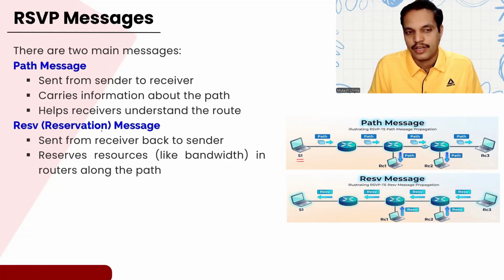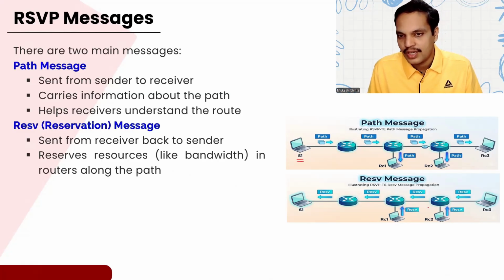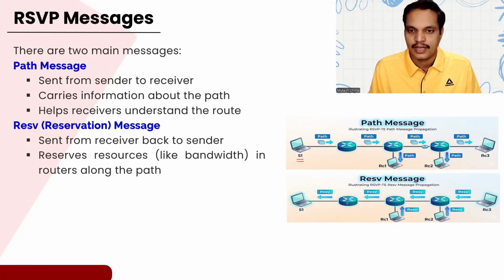Whereas the second message, the reservation message, is sent by the receivers to the sender. This is sent back to the sender itself. While this message goes back, it keeps reserving the resources on the routers along the path. So each and every router present on the path between the receiver and the sender now has to preserve the resources that are required for this particular flow from this sender.